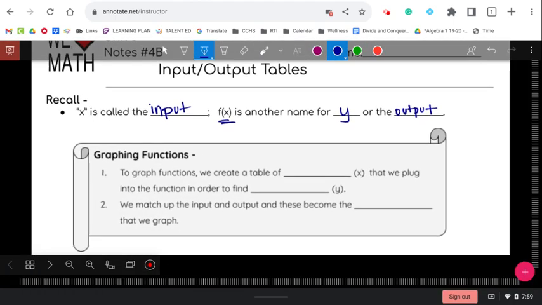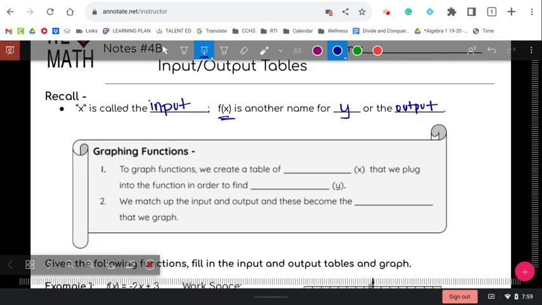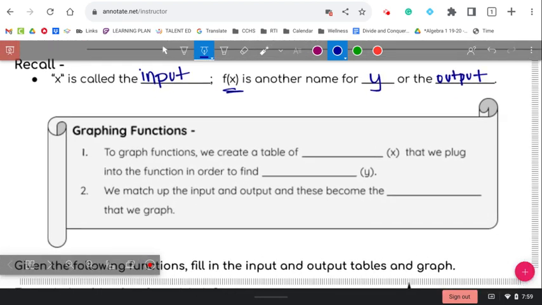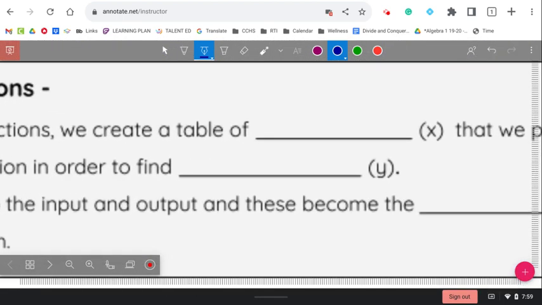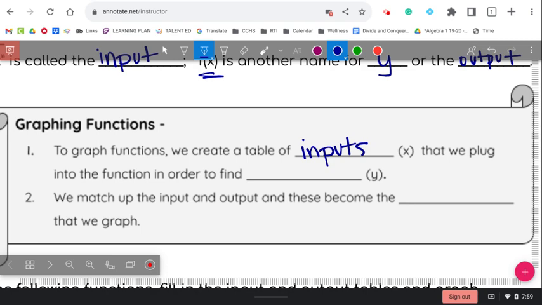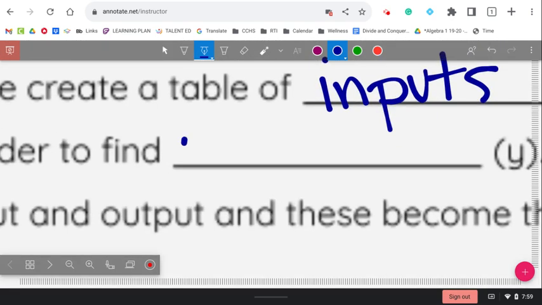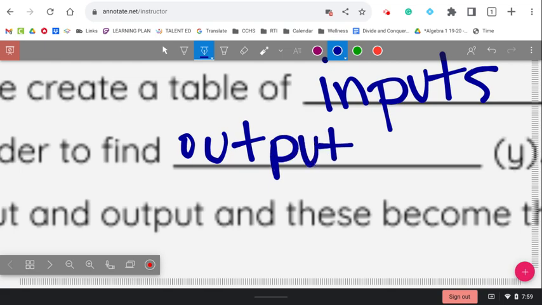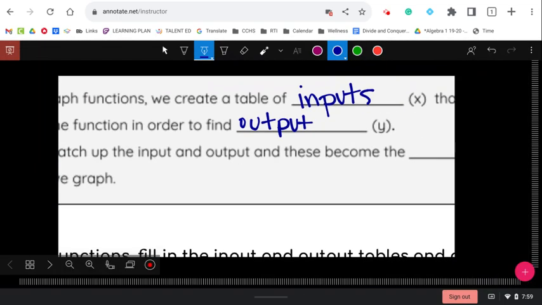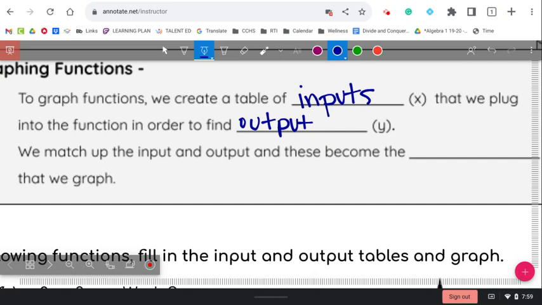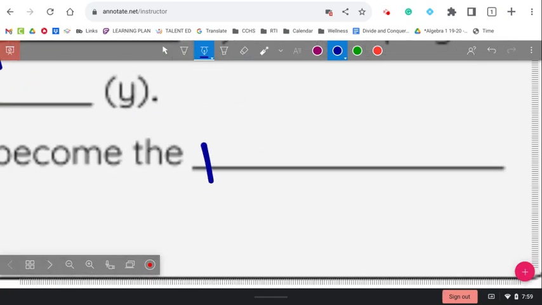Okay, so whenever we're filling out our table in order to graph these functions, we're going to create a table of inputs that we plug into the function in order to find our y or the output. And like I said, we did this yesterday, so hopefully this is kind of a review. And then we're going to match up the input and output, and these become the points, or ordered pairs, that we are going to graph.